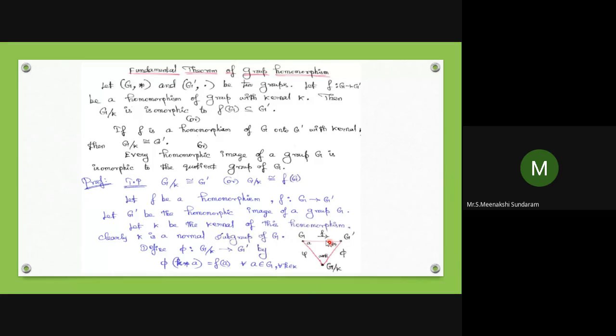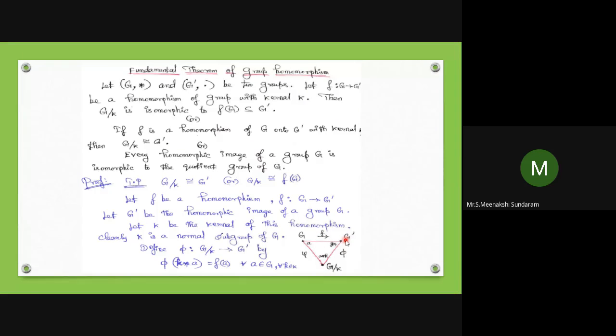G to G dash, this is the map F. F is a mapping from G to G dash. So if there is an element A in G, then in G dash there will be F of A. That is a mapping. And the function may be square, whatever. So for one element in G, the corresponding element in G dash is F of A. That is the mapping F.